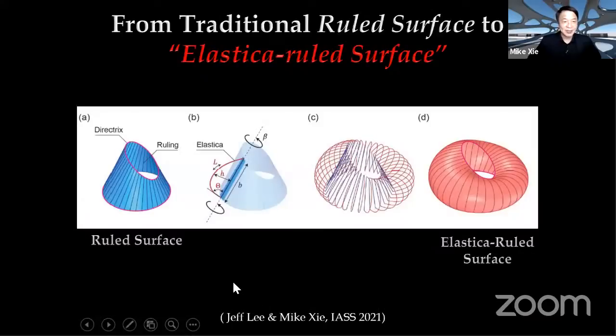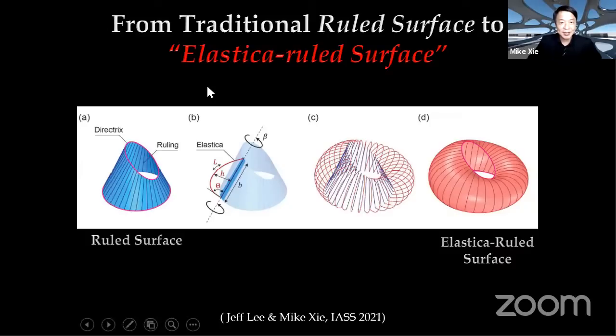If you look at this image here, on the left-hand side, these blue ones are the traditional ruled surface. This surface is made of straight lines. These are called the rulings. And we have been thinking, if we replace these straight lines with the elastic curve, this red curve, we can use this curve to generate far more interesting shapes. So we actually made up a new term called elastica ruled surface.